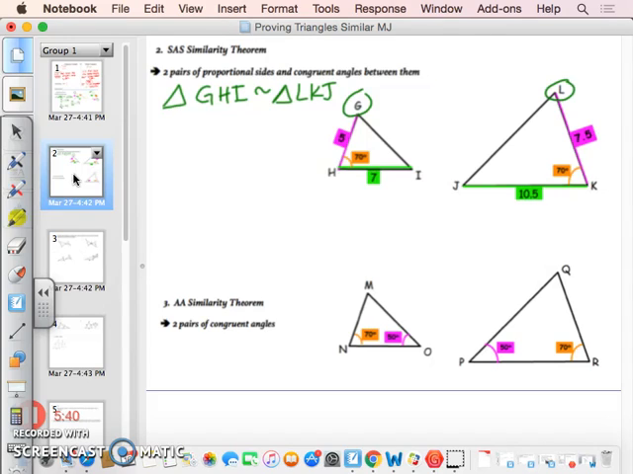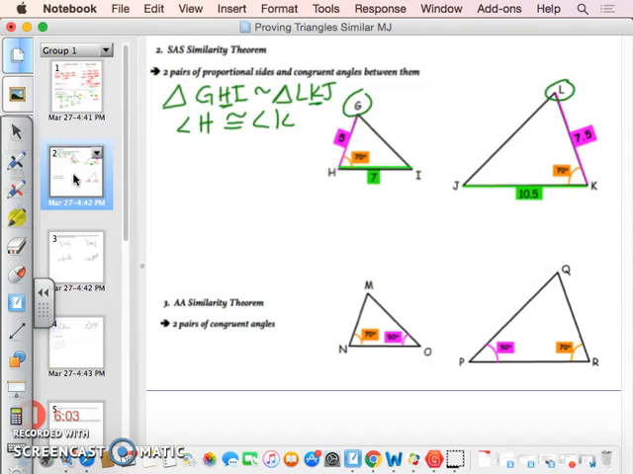Now notice, these angles are exactly the same. So first, I know that the angle measures are congruent. So I know that angle H is congruent to angle K. And you can see that they're both in the same position when I named the triangles. So I can say they're congruent because it told me. Now I've got to find out if the sides are proportional.